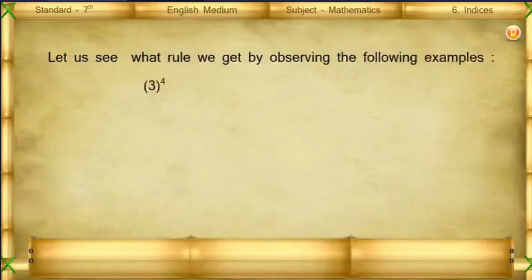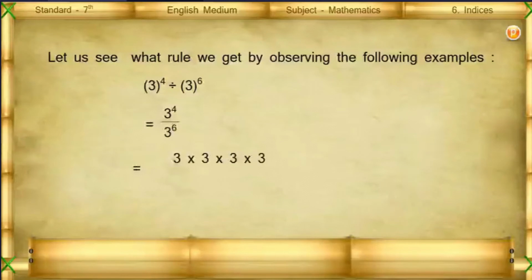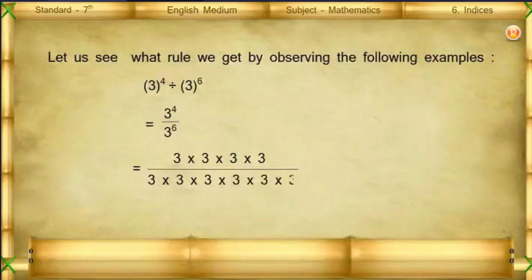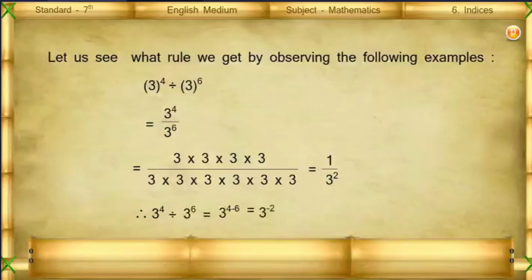3 raised to 4 divided by 3 raised to 6 is equal to 3 raised to 4 upon 3 raised to 6, which is equal to 3 into 3 into 3 into 3 upon 3 into 3 into 3 into 3 into 3 into 3, which is equal to 1 upon 3 square. Therefore, 3 raised to 4 divided by 3 raised to 6 is equal to 3 raised to 4 minus 6, which is equal to 3 raised to minus 2.